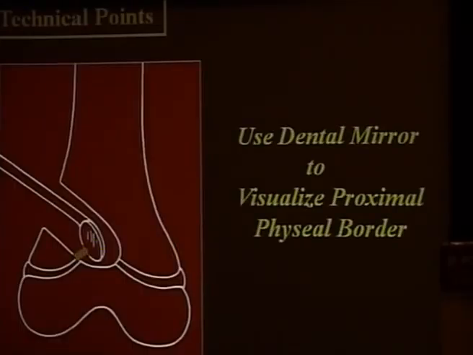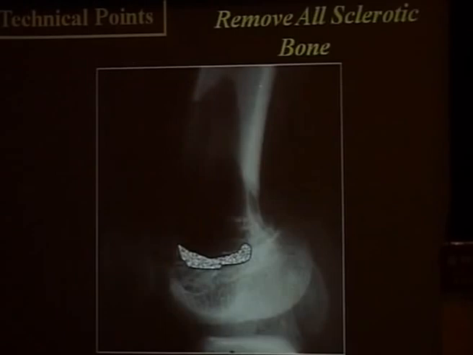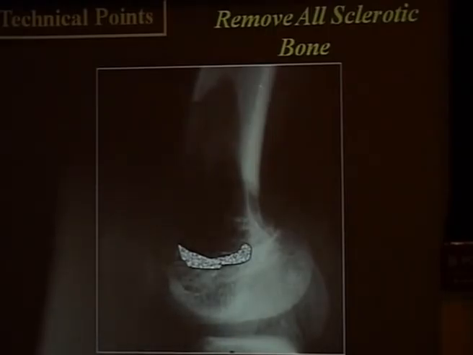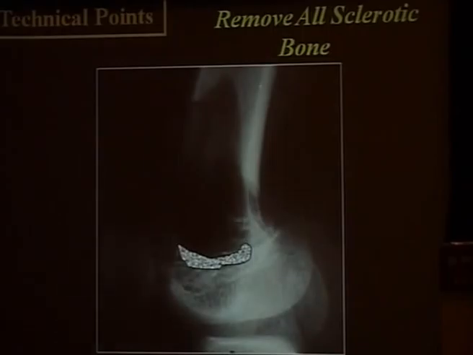You use a dental mirror to visualize the physeal borders. And you want to make sure that you take out all of the sclerotic bone. That's the bridge. You need to take that out until you have nothing but physis and cancellous bone.